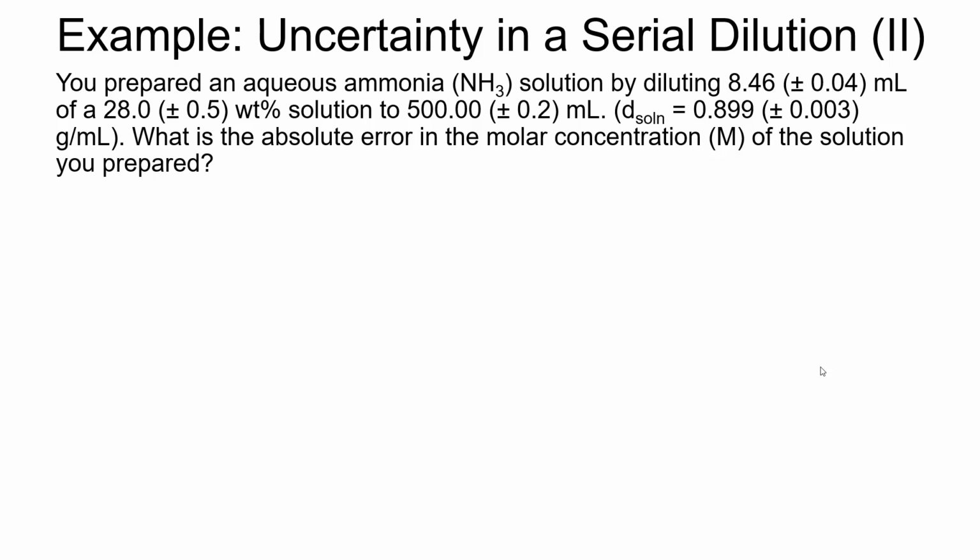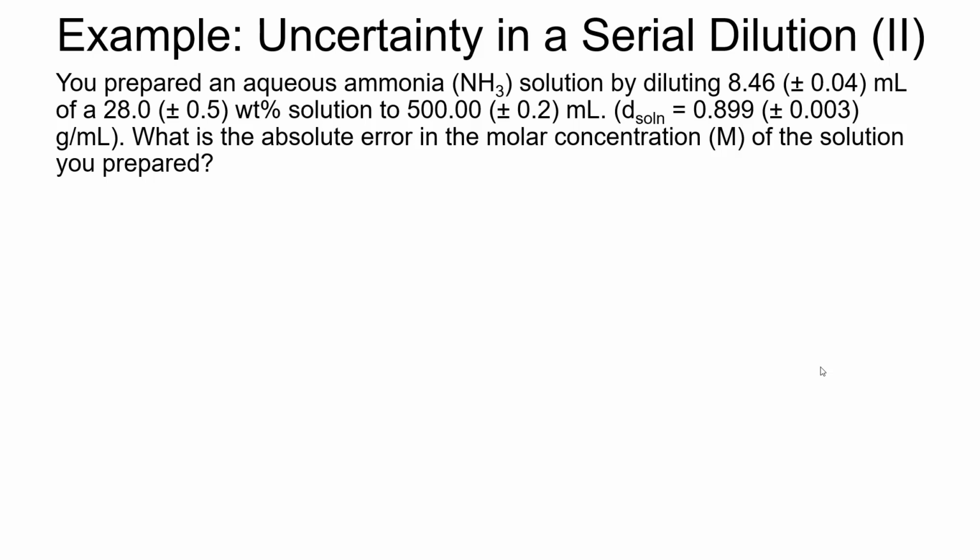Here, though, we have an added wrinkle. We are now given the random errors associated with each measurement: both volumes, the original weight percent of the ammonia stock solution, and the density of the original ammonia stock solution. Note that these are random errors, and the error here will follow random error propagation rules.